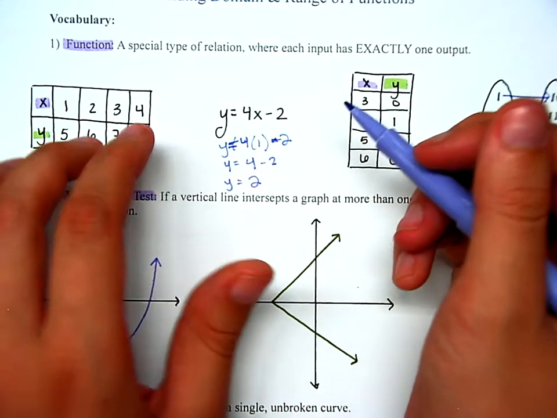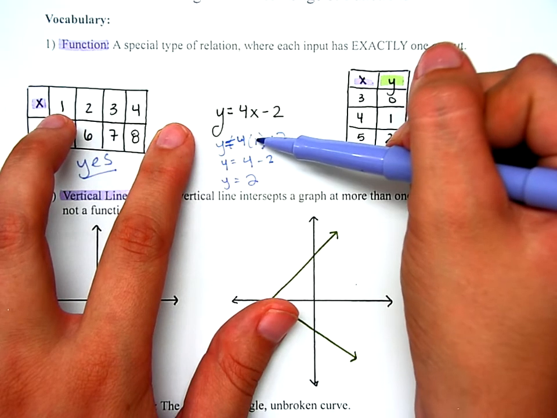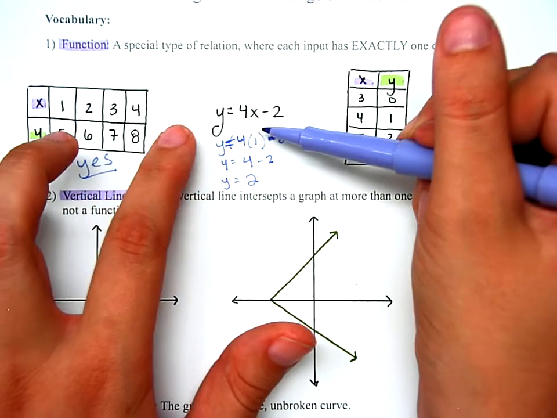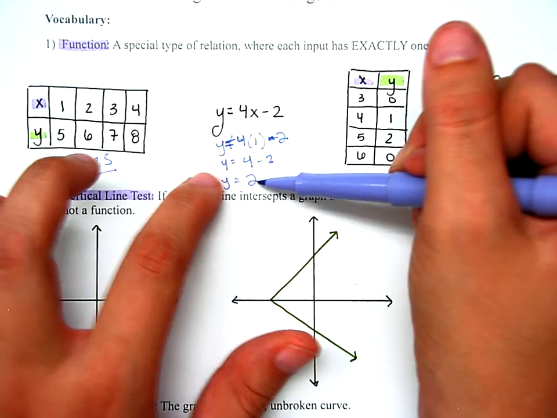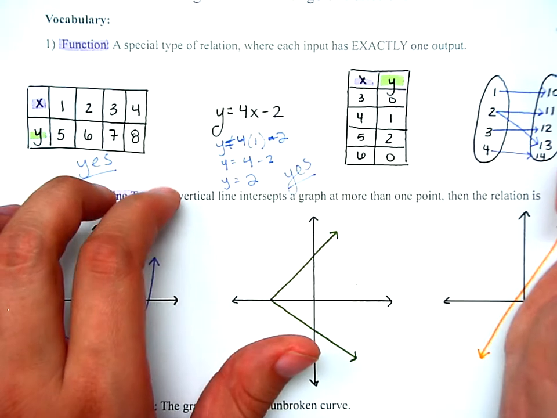Now we have to think about this in terms of functions. If I were to input 1 again, would I ever get anything else but 2? No. Every time I input 1, I will always get 2. So yes, this is a function. That would be true for any value.